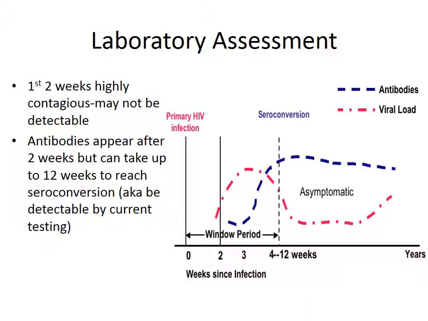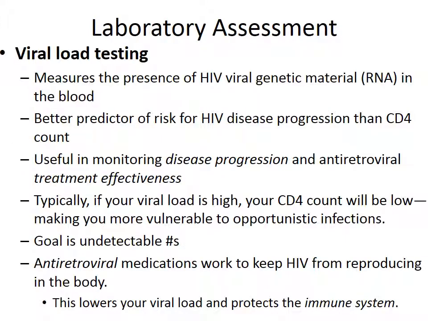This slide shows laboratory assessment and the window period of weeks since infection. In the first 2 weeks, the patient is highly contagious, however, antibodies may not be detectable. Antibodies appear after 2 weeks, but can take up to 12 weeks to reach seroconversion, in other words, to be detectable by current tests.